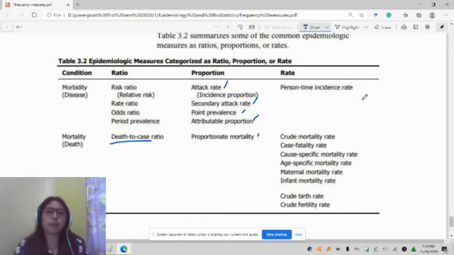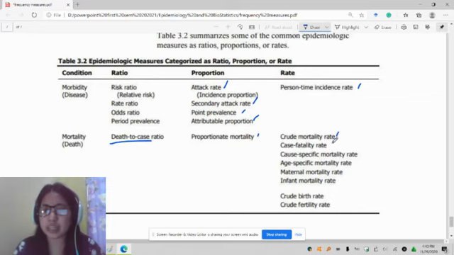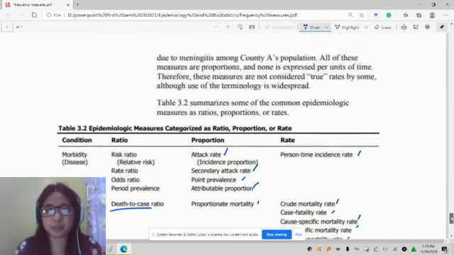For the commonly used epidemiologic measures for rate, we have the following. For morbidity, it is person-time incidence rate. For mortality: crude mortality rate, case fatality rate, cause-specific mortality rate, age-specific mortality rate, maternal mortality rate, infant mortality rate. And for birth, we have crude birth rate and crude fertility rate. So these are the commonly used epidemiologic measures.